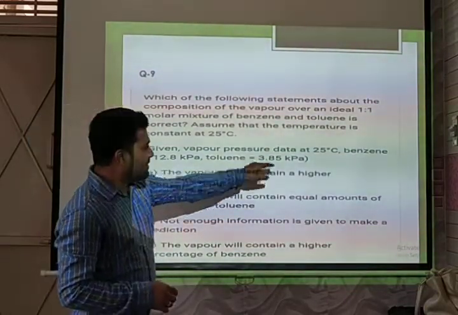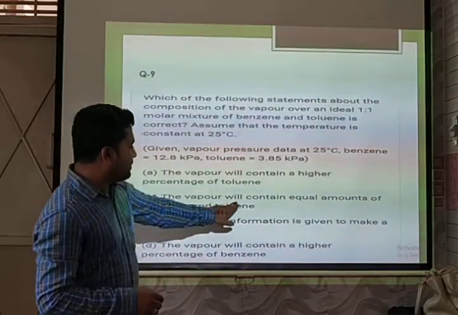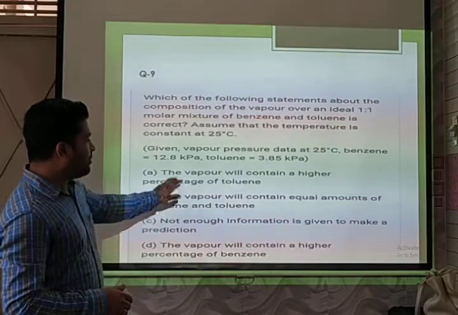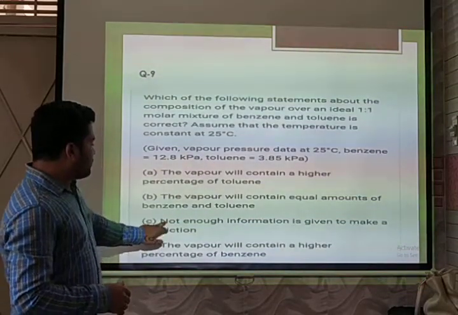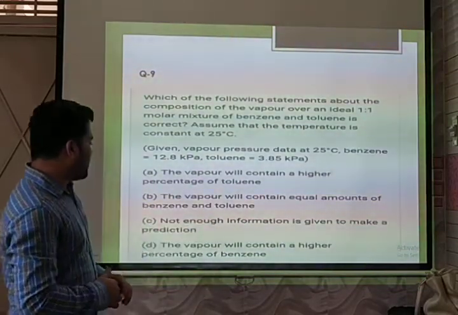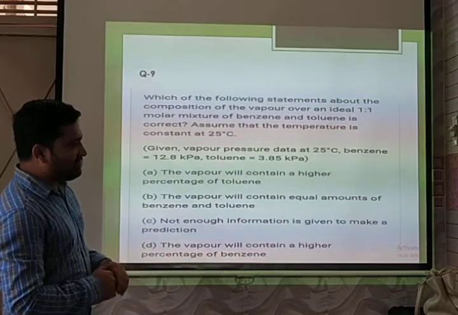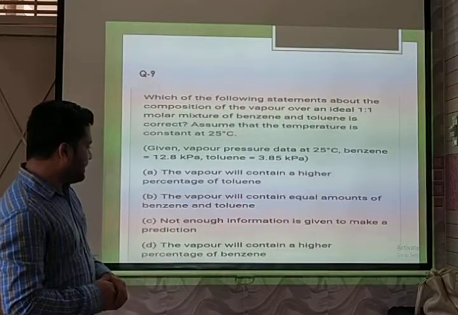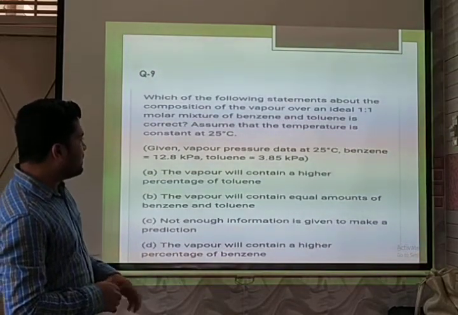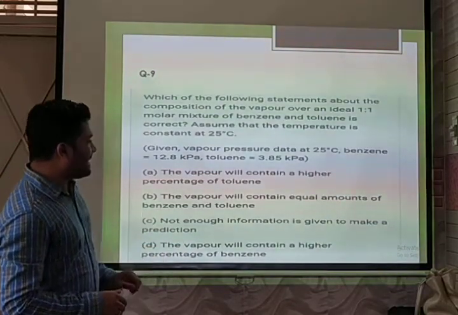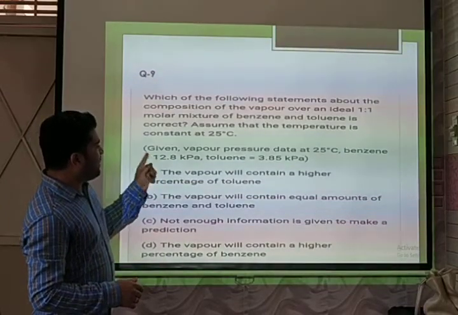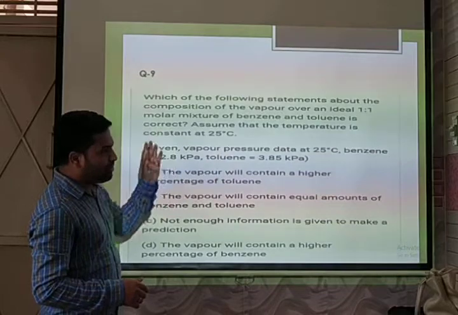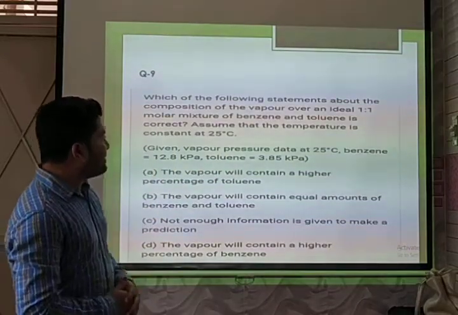No, because toluene has a lower value. The vapor will contain equal amounts of benzene and toluene. No, we have two different values here. Not enough information is given to make a prediction. No, we have sufficient information to predict that. Let's see the last one: the vapor will contain a higher percentage of benzene. So option D is the correct answer because benzene has a vapor pressure of 12.8 kilopascal, which is more compared to toluene. That's why option D is the answer.